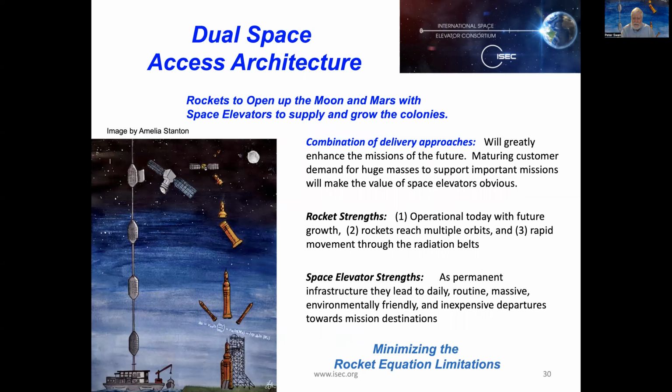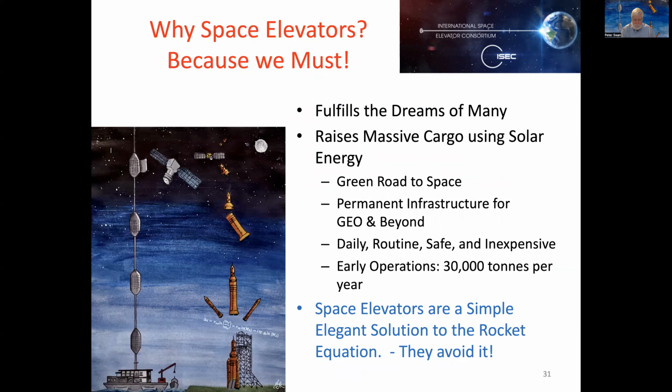Okay, dual space access. I talked about this a little bit. What we really want to do is be collaborative, cooperative with rockets because they have tremendous strengths. We need rockets to land on any planets or moon. We need rockets to rendezvous. We need rockets all over the place. But let's beat the gravity well. Let's get out of the Earth gravity well with the heavy lifter called space elevators. That's what we need to do. We need to minimize the rocket equation limitations.